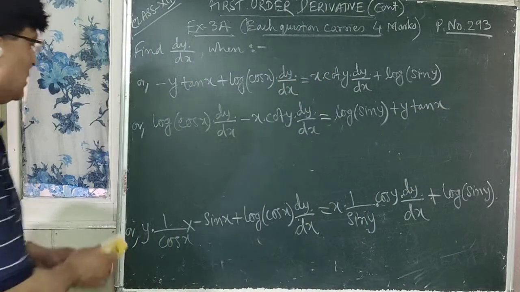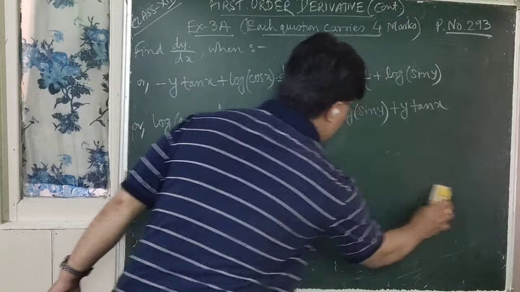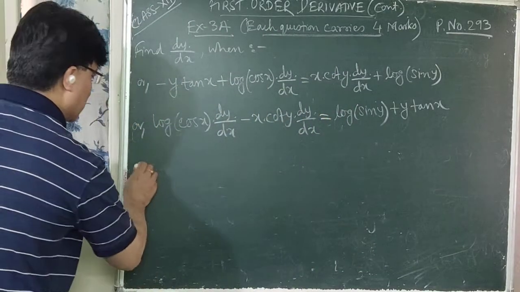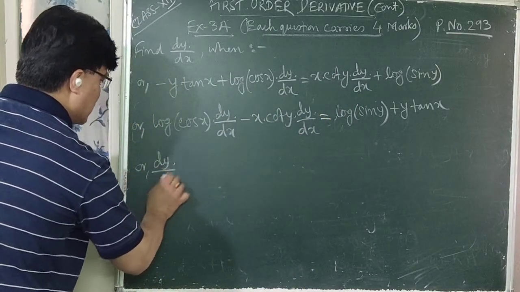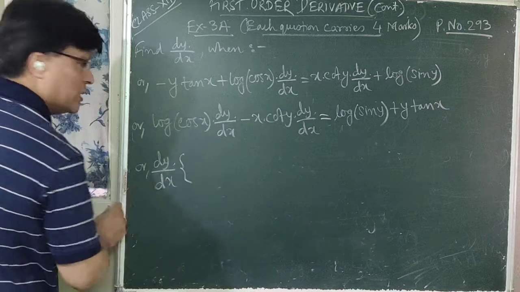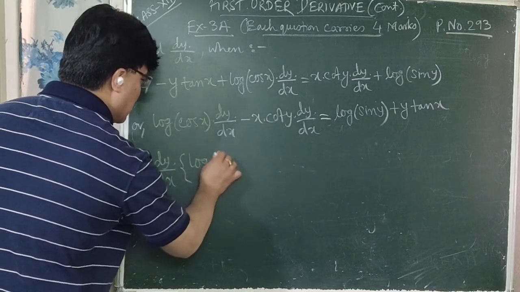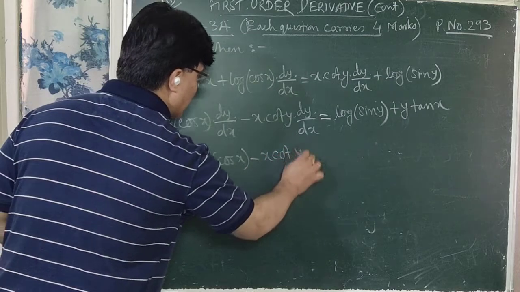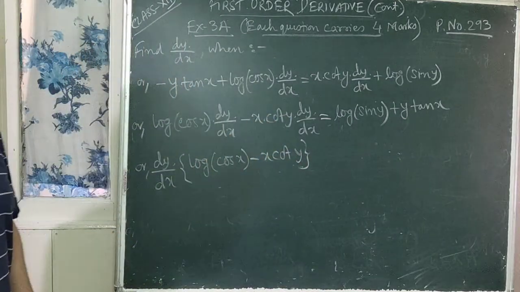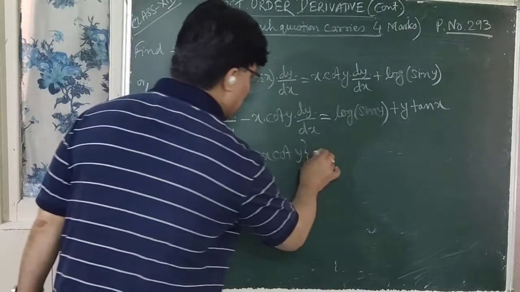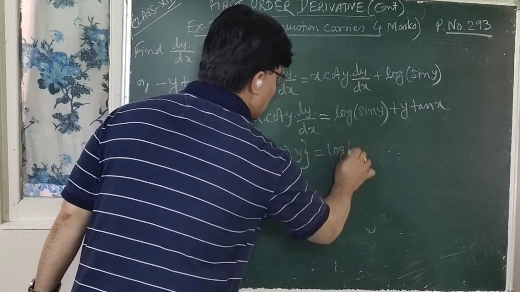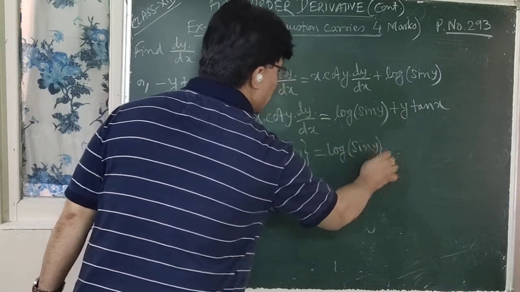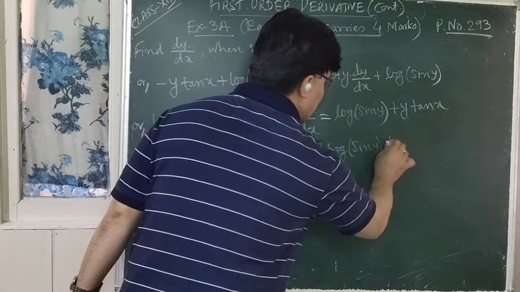Is it understood? Now let us take common from the left hand side. What is common here? It is dy by dx. Now within the second bracket it is log of cos x minus x cot y. So here dy by dx is taken common and the right hand side remains the same, that is log of sin y plus y tan x.